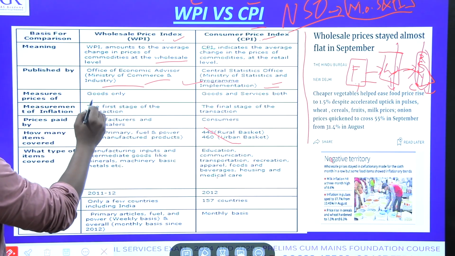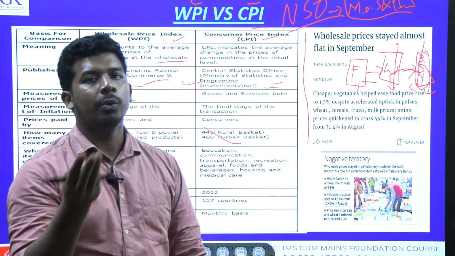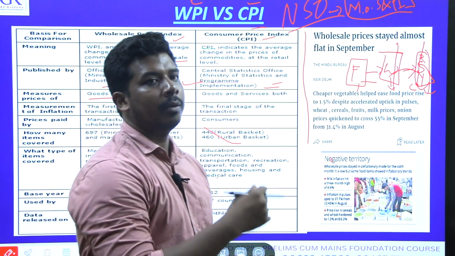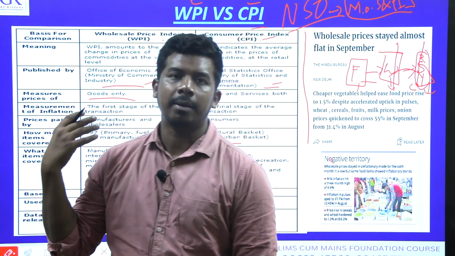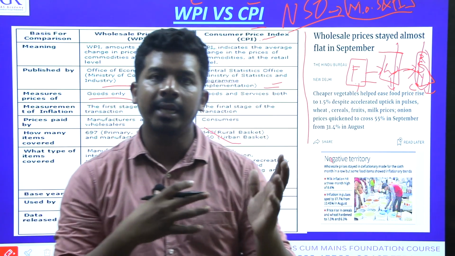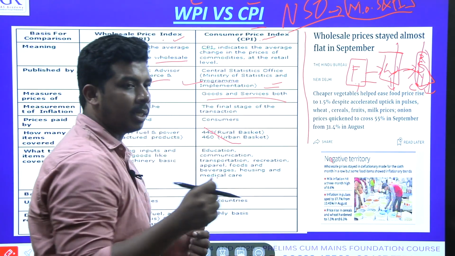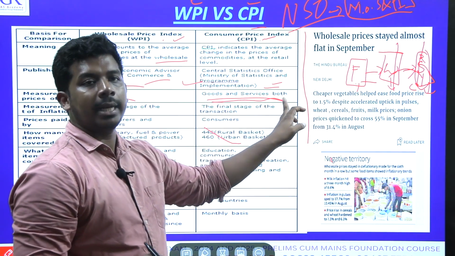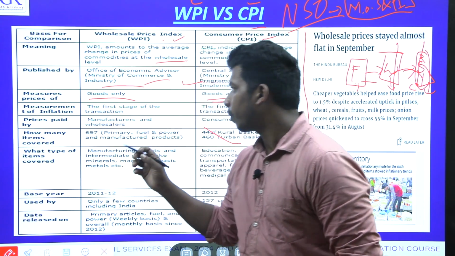In the wholesale price index, only goods are involved, not services. Goods means anything you sell physically. What is a service? The movie industry is a service. Software selling is a service. Urban Company hair cutting is a service. Nobody is transacting any good; you are providing a service only. So the consumer price index, because consumers take both goods and services, contains both goods and services. Wholesale price contains only goods.